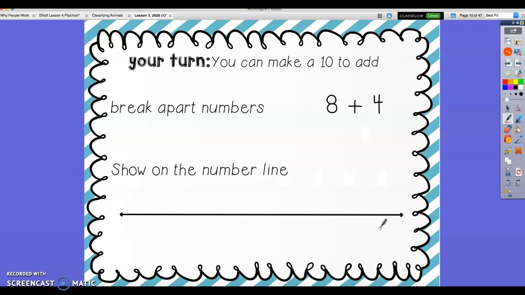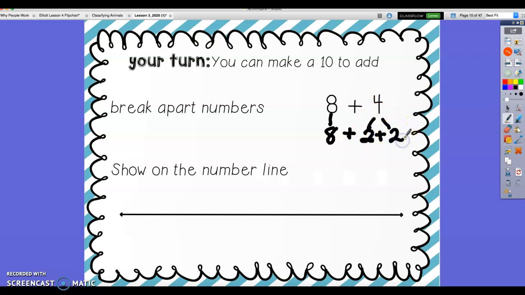All right, so 8 plus 4. Well, 8 is closer to 10, so I don't want to break apart that number, but I am going to break apart the 4. Well, 8 plus what equals 10? Well, I know that 8 plus 2 equals 10, so I'm going to break apart the 4 into 2 and 2.